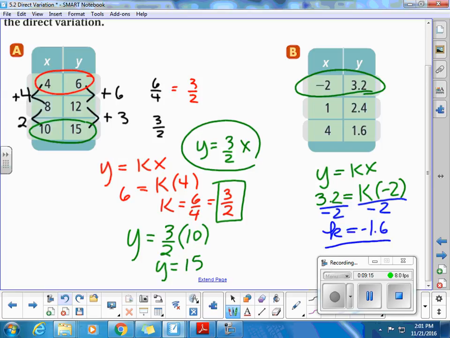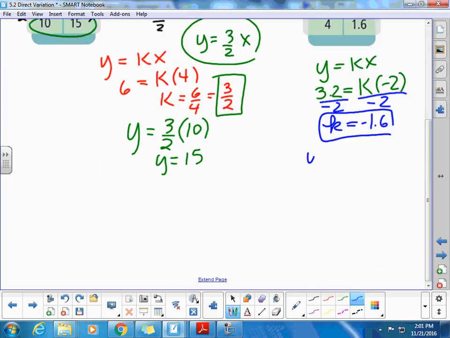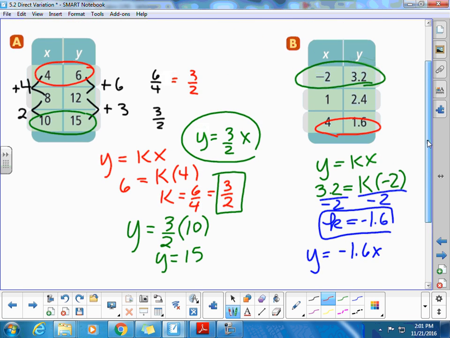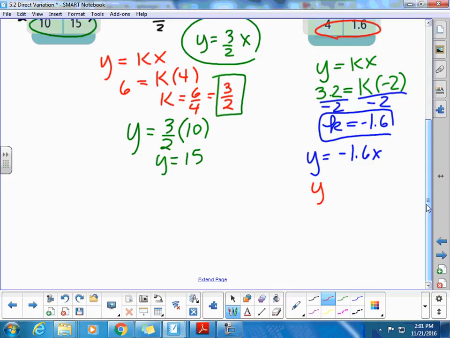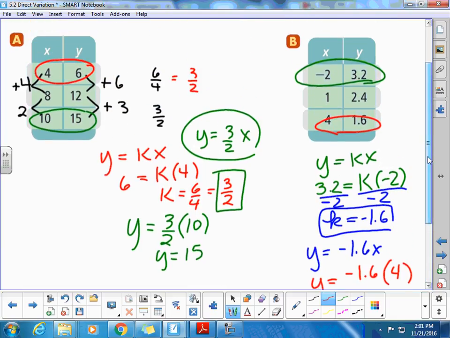So let's take this and plug it into our generic equation. y equals -1.6x will be my general equation. And let's try another set of numbers. So let's try this 4 and this 1.6. If I plug in 4 for my x, I should get 1.6 if this is a direct variation. So I want to take -1.6 times 4. And if I take 4 times -1.6, I get -6.4. So I would have -6.4 as my answer. I should have gotten this 1.6.